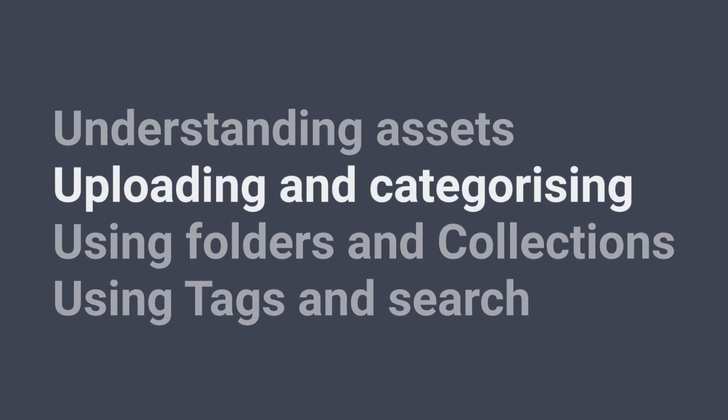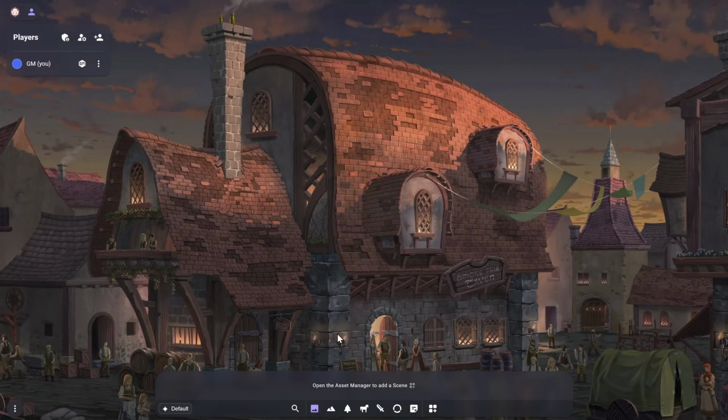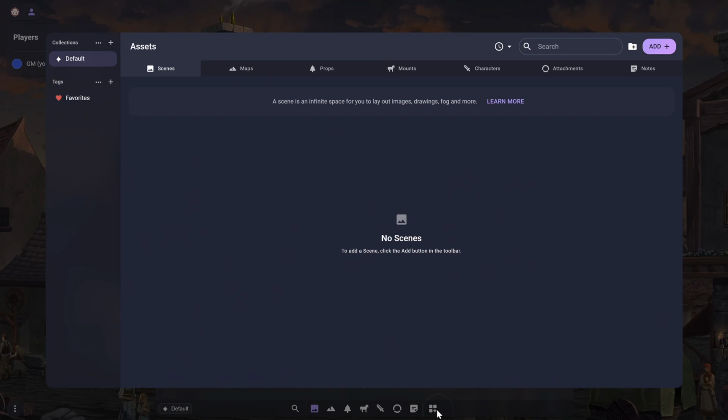Next, let's take a look at uploading and categorizing assets so that we can organize the raw materials of our campaign. When you create a new Owlbear Rodeo account and open a room, your asset manager will initially be empty, but you'll be directed to the Add button in the top right corner.